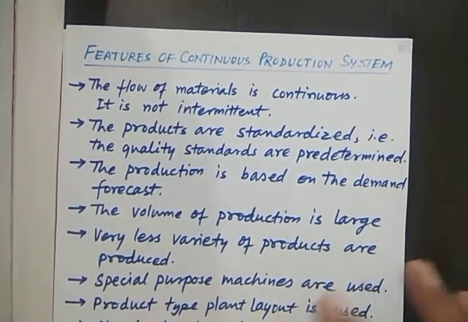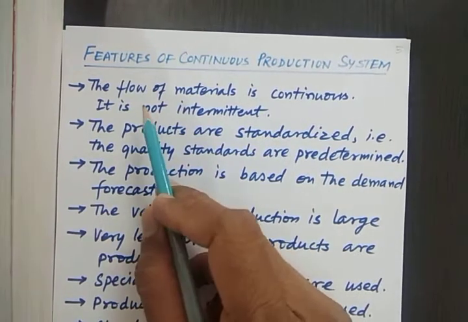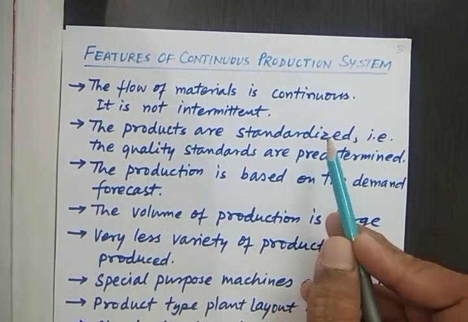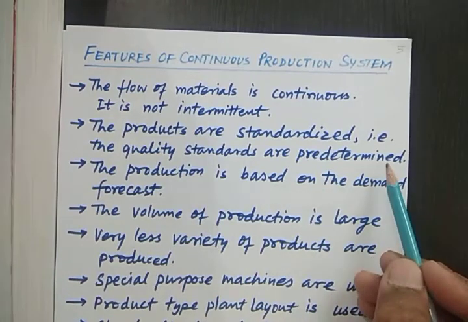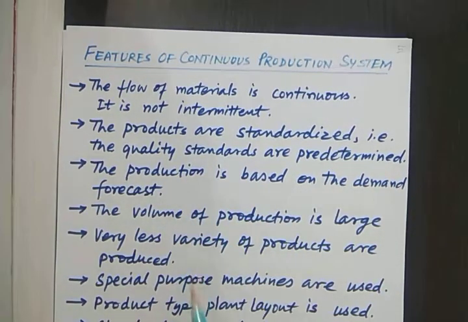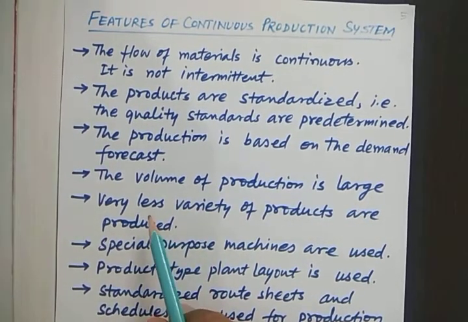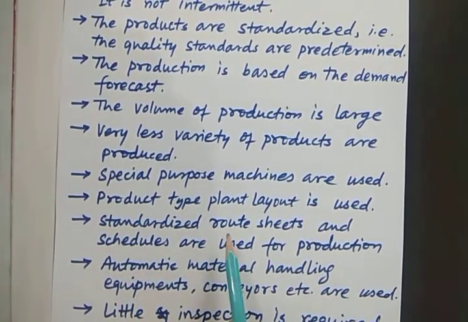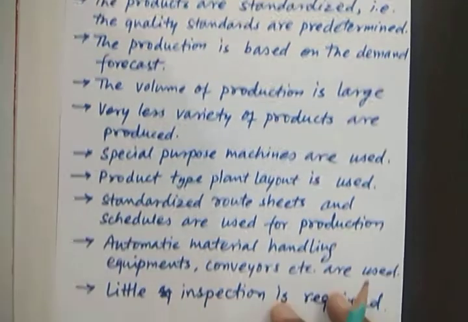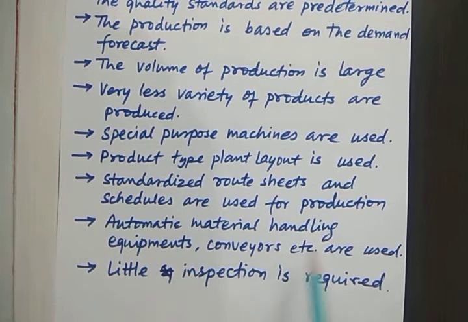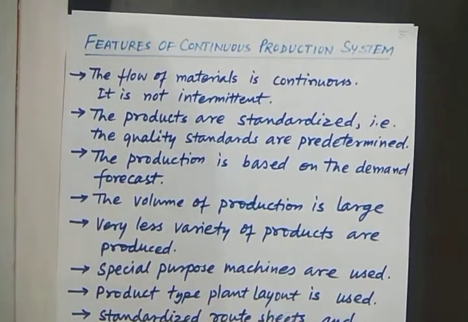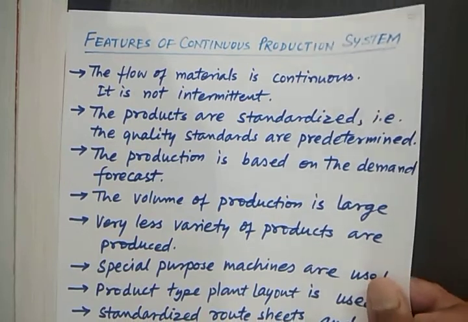What are the features of continuous production system? The flow of material is continuous. It is not intermittent. The products are standardized, that is, the quality standards are predetermined. The production is based on the demand forecast. The volume of production is large. Very less variety of products are produced. Special purpose machines are used. Product type plant layout is used. And standardized route sheets and schedules are used for production. Automatic material handling equipments, conveyors, etc. are used in this type of production. And very little inspection is required in this continuous production system. So these are the features of continuous production systems.